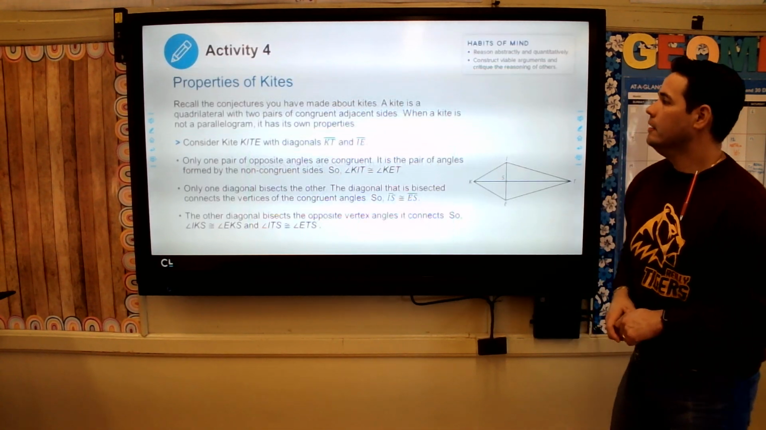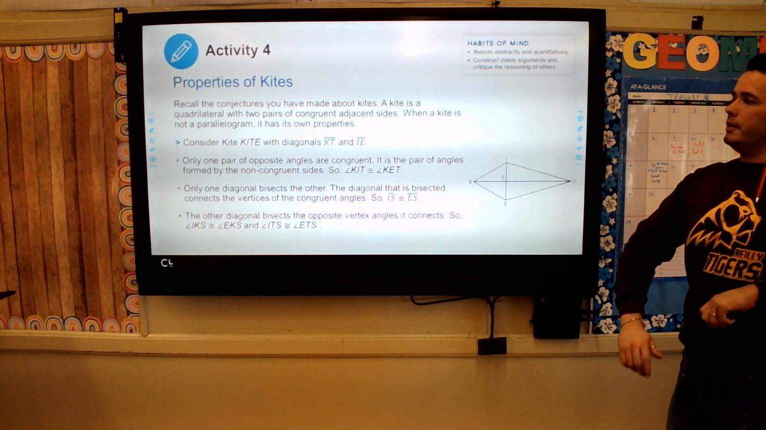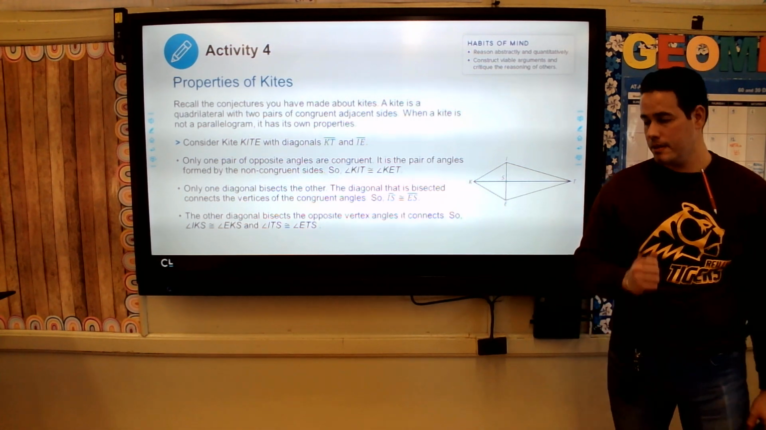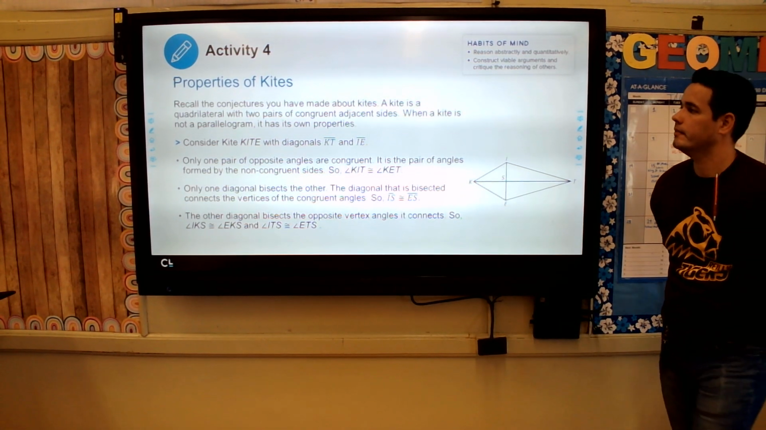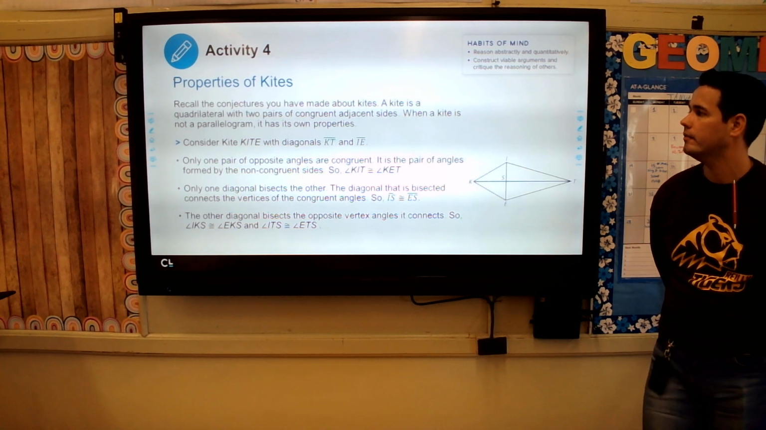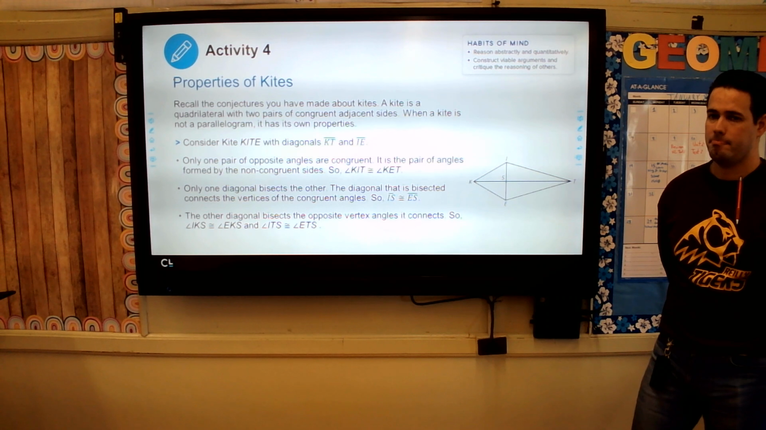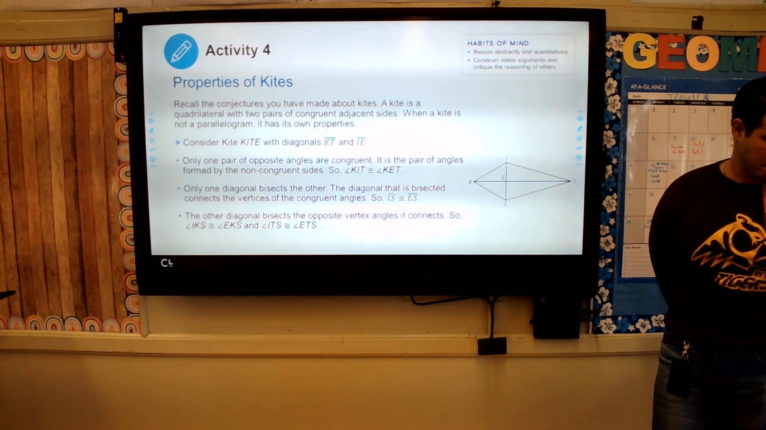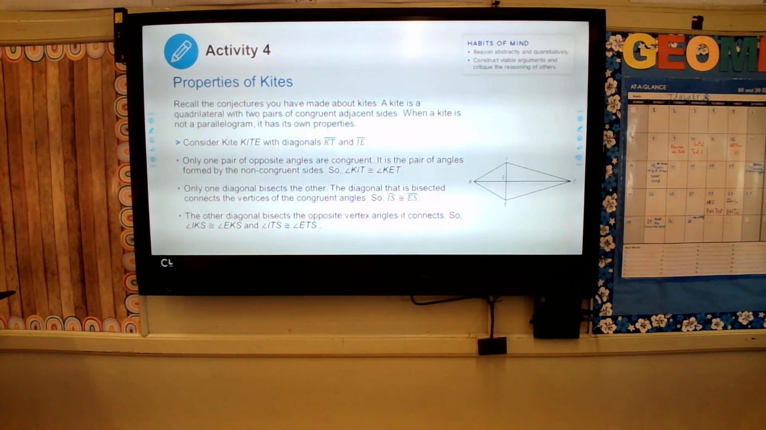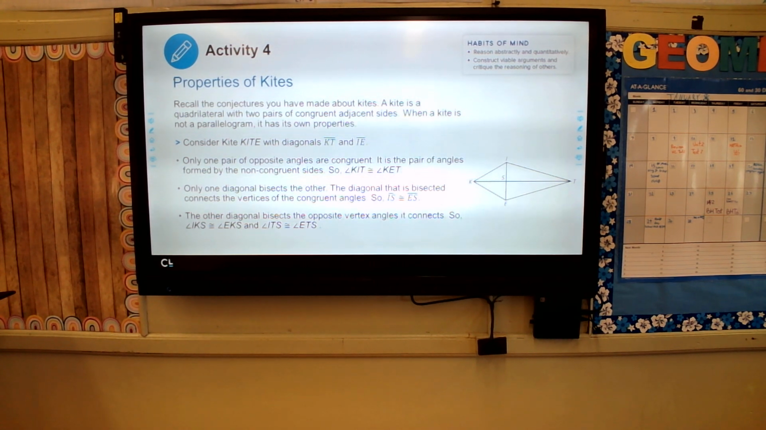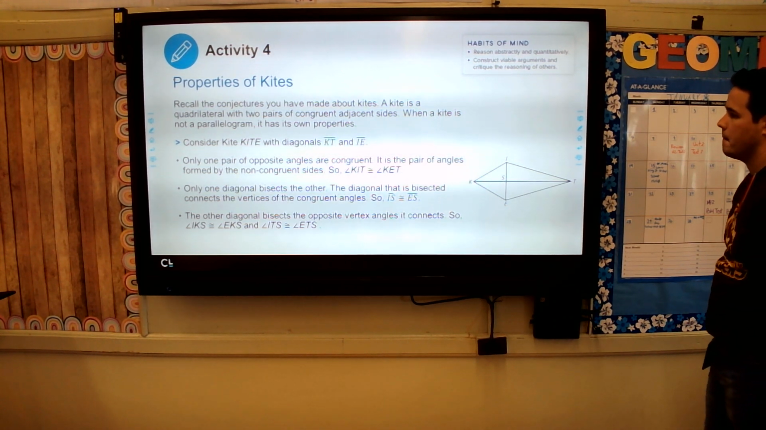All right. So, properties of kites. Anyone else in the mood to read? Hillary, talk to me. Properties of kites. Recall the conjectures you have made about kites. A kite is a quadrilateral with two pairs of congruent adjacent sides. When a kite is not a parallelogram, it has its own properties. Only consider kite KITE with diagonals, line segment KT and line segment IE.